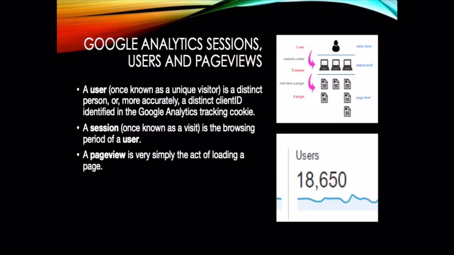Google Analytics in itself deserves a video on its own, but when you log into Google Analytics, there's a lot of information there. The ones I look at most often are user sessions and page views. In Google Analytics, a user is more or less the same as a unique visitor. It is a distinct person, or more accurately, a distinct client ID as defined by the Google Analytics tracking cookie. Then there's the session, which is more or less the page views by these users. In Google Analytics, a session points to the browsing behavior of one particular user.